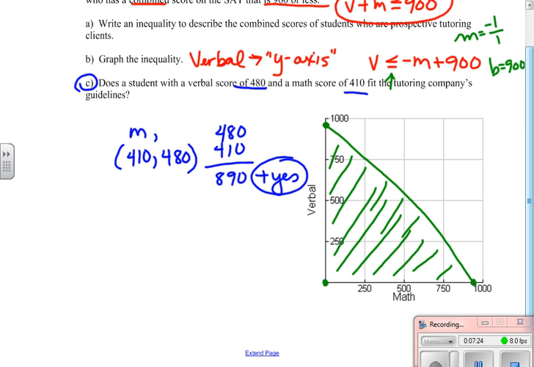But if we go over to our graph and we find that point, which is 410, 480, because remember it's math, verbal. If we go to 410, which would be about right here, and we go to 480, which would be about right here, and we see where those scores intersect, we can see that they intersect right here, and that is still below and in the shaded region, so that student would qualify for tutoring.